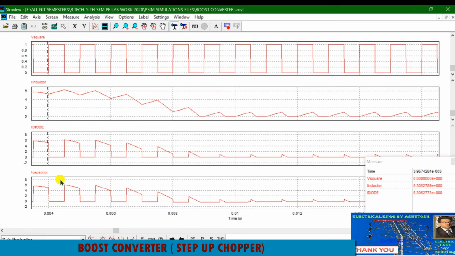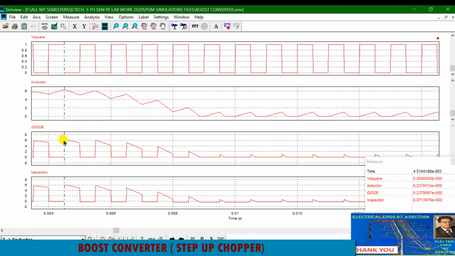This is the T on time and this is the T off time. So what happens in T off time? Now I'm putting this axis at T off duration. Okay, so this is T off. Now the charging current of the inductor decreases. It releases its energy, whatever energy was stored previously.